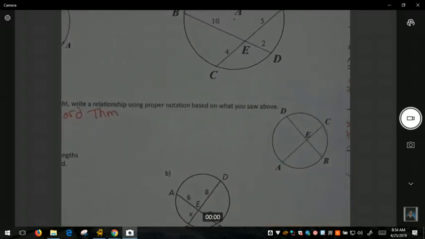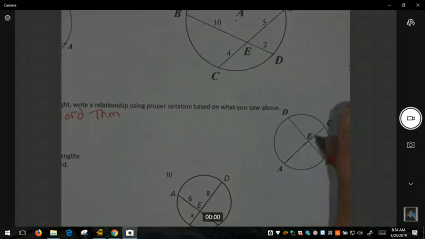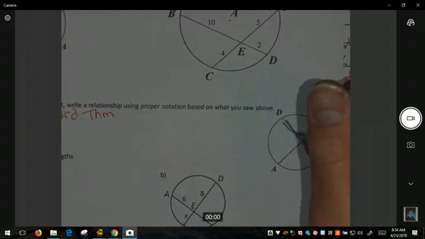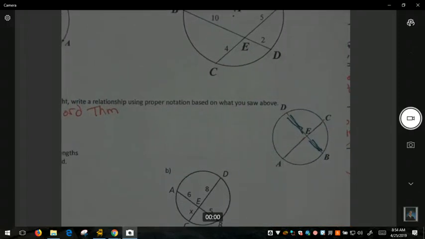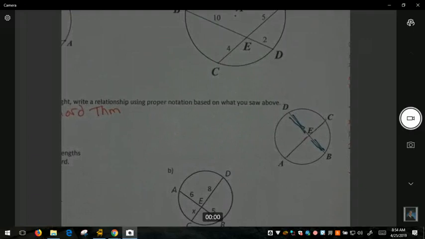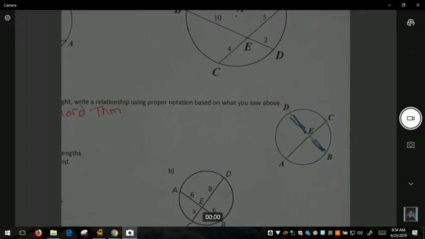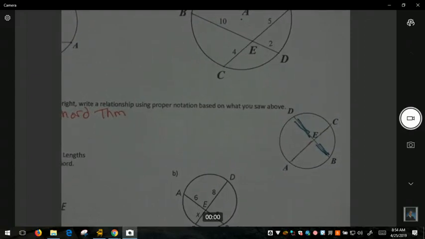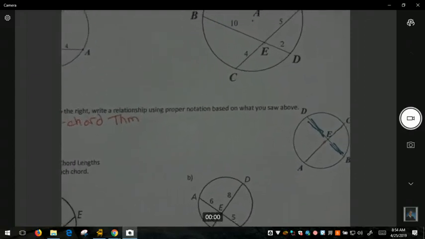This chord is separated into two pieces, AE and EC, when they intersect. This one's cut into two pieces, DE and EB. The pieces are not necessarily equal. They are not bisected. If one of them is bisected, then we know from a previous lesson that it can only be bisected by a radius or diameter. Neither one of these is a radius or diameter, so they are not being bisected.